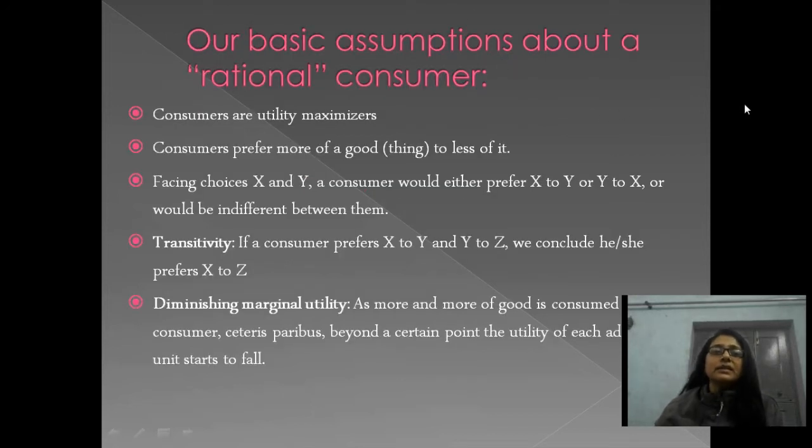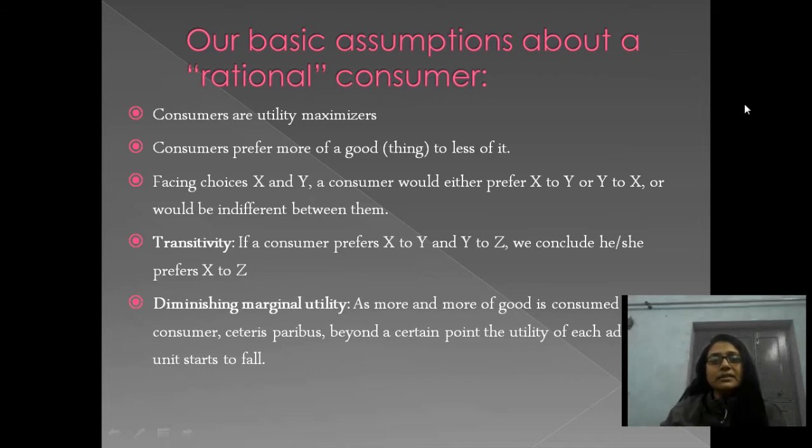A rational consumer's decision is based on some assumptions, to maximize utility or reach equilibrium. The assumptions are: as I discussed, the consumer always tries to maximize their utility. The consumer prefers more goods than less. That means if more goods are available in front of the consumer, he always opts for the more goods as compared to the lesser one. Third is facing a choice between X and Y, there must be a relationship between the two goods. X must be preferred to Y, or Y must be preferred to X, or these two goods are indifferent. Okay, and the next one is transitivity.